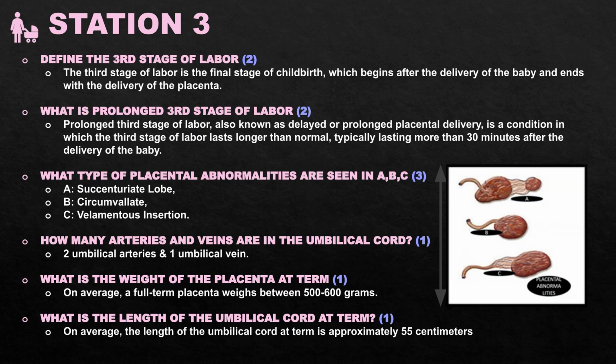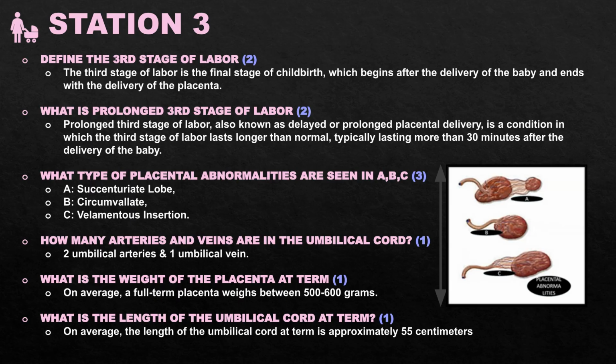Third stage of labor. The third stage of labor is the stage that begins after the delivery of the baby and ends with the delivery of the placenta and membranes. This stage is crucial because postpartum hemorrhage most commonly occurs during this time. Prolonged third stage of labor. A prolonged third stage occurs when the placenta has not been delivered within 30 minutes after birth of the baby. This increases the risk of postpartum hemorrhage, retained placenta, infection.